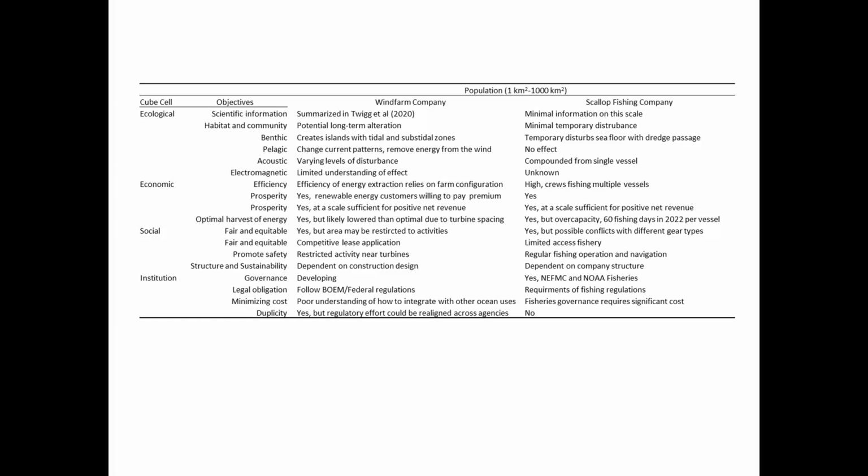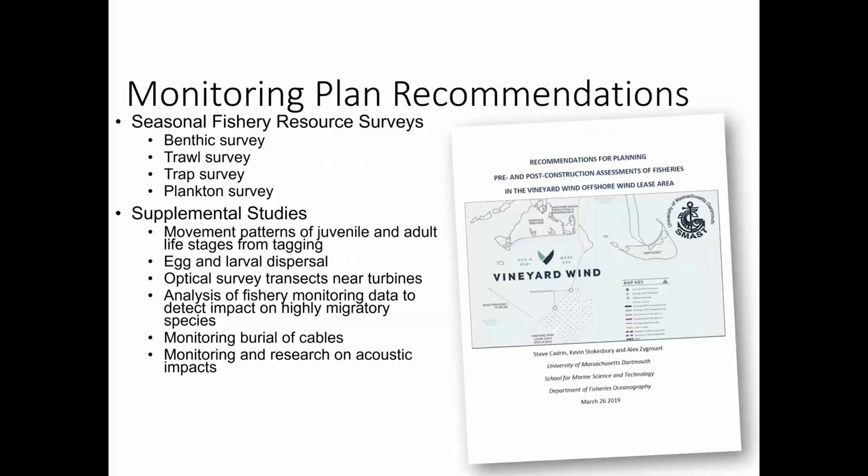Now, for environmental impact, this is the scale on which the most research has been done. And that's because each of these companies is required to come up with an environmental impact plan under the NEPA law. And so this is an example of Vineyard Wind, which we worked on with them, and we proposed a series of different seasonal surveys, benthic trawl, trap, and also plankton surveys, plus a number of supplemental surveys.